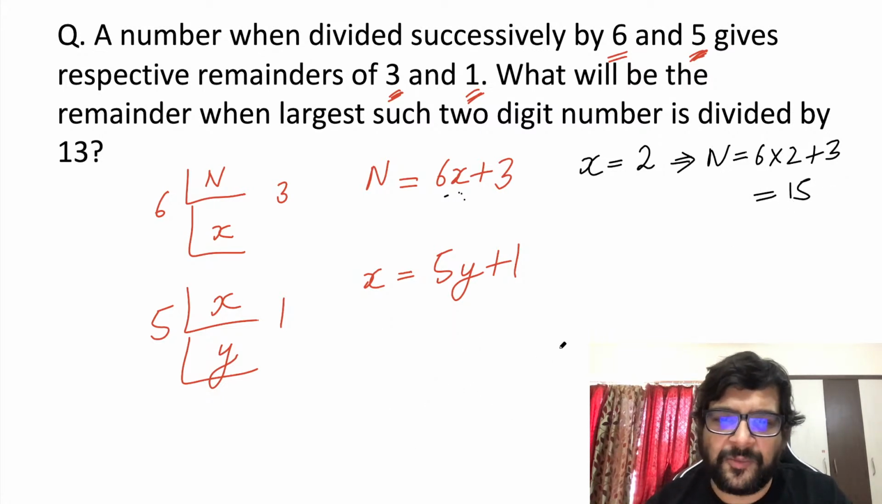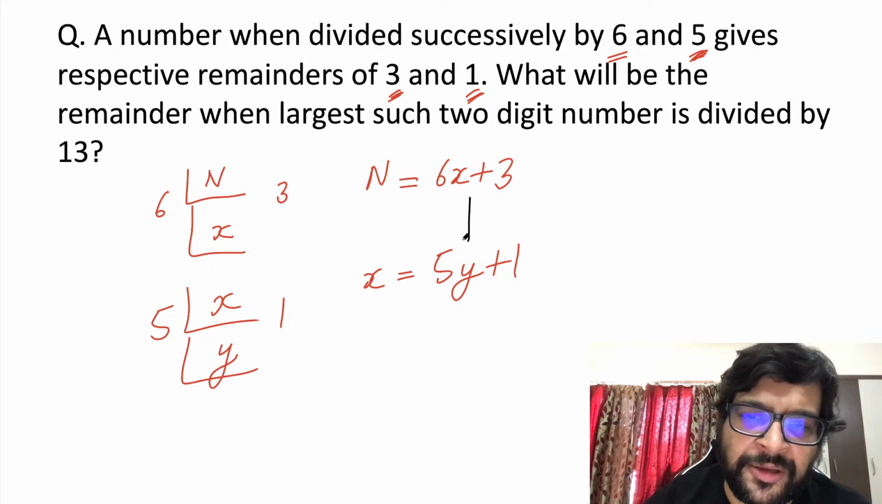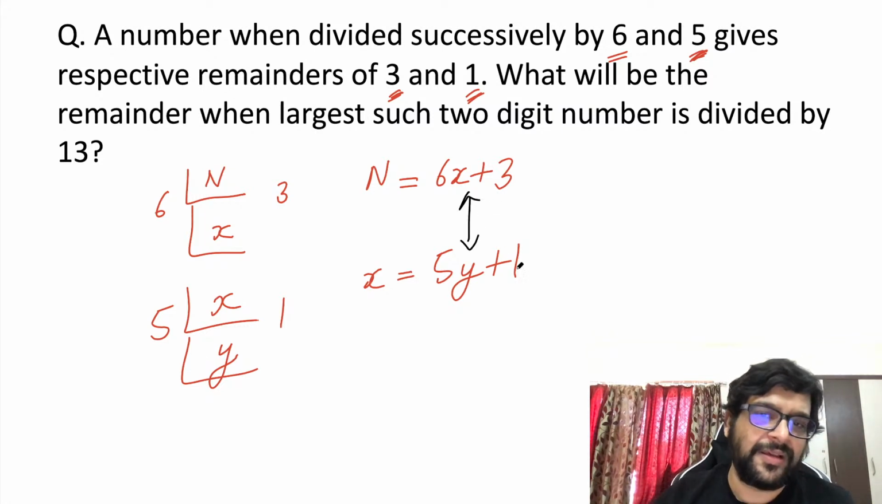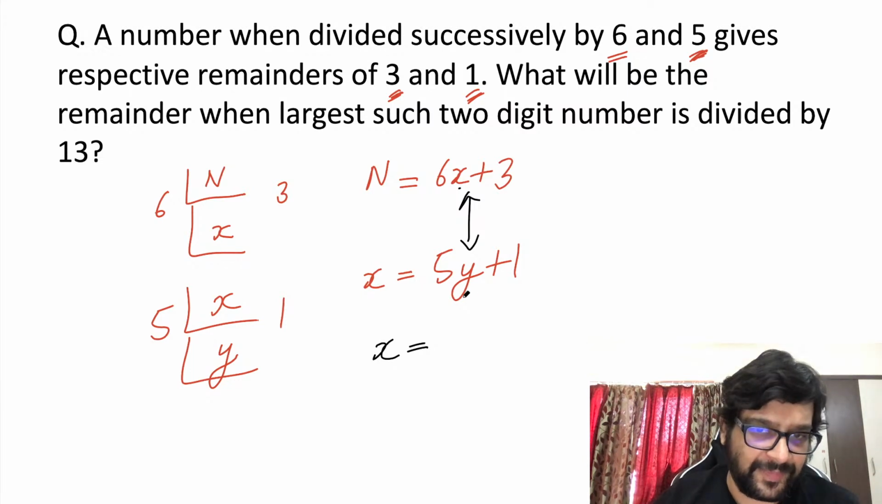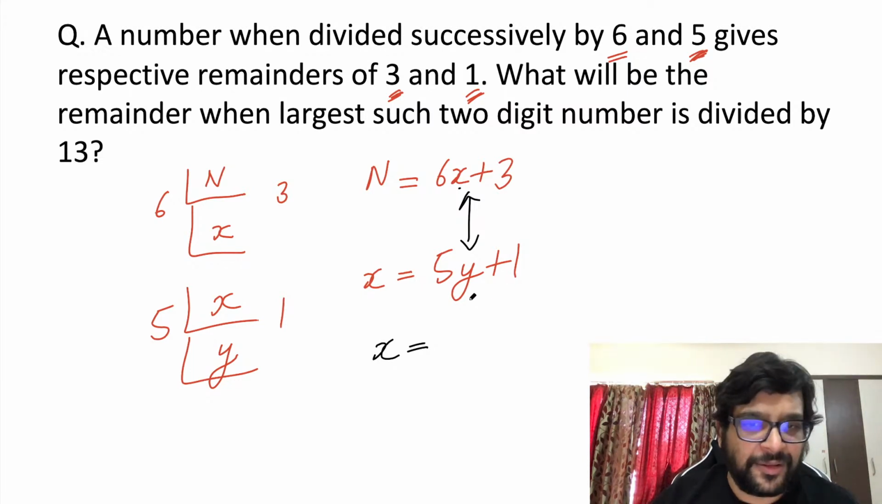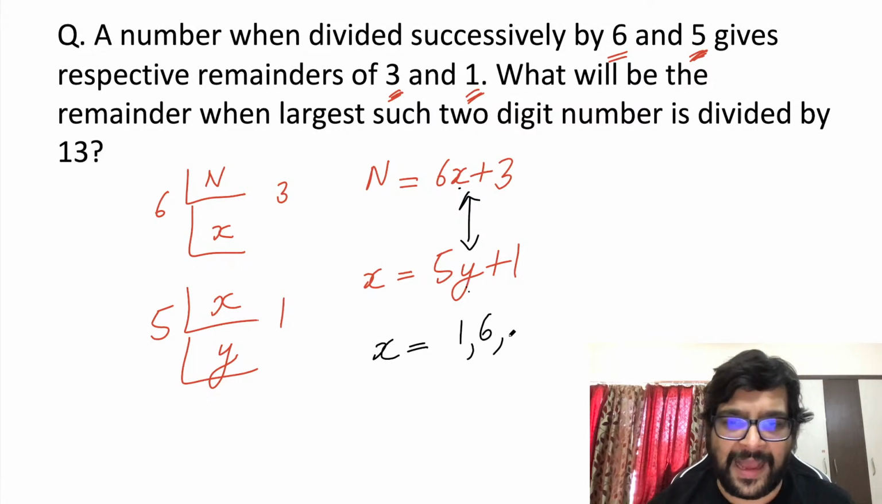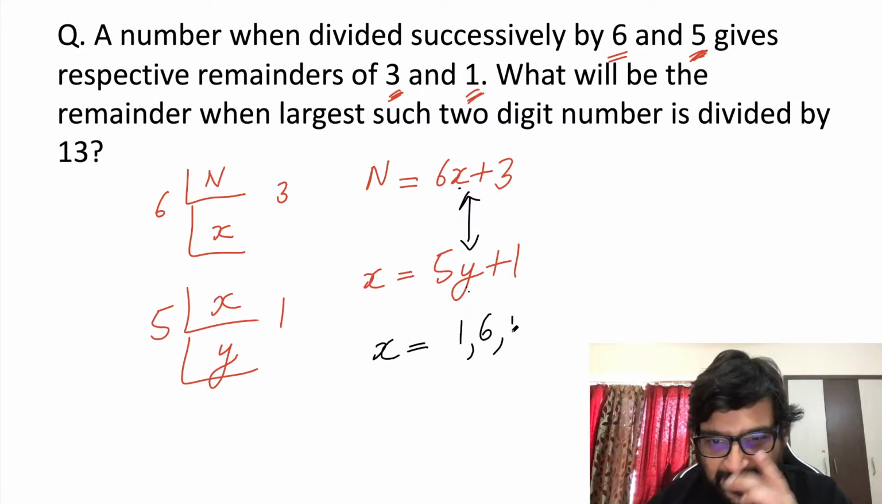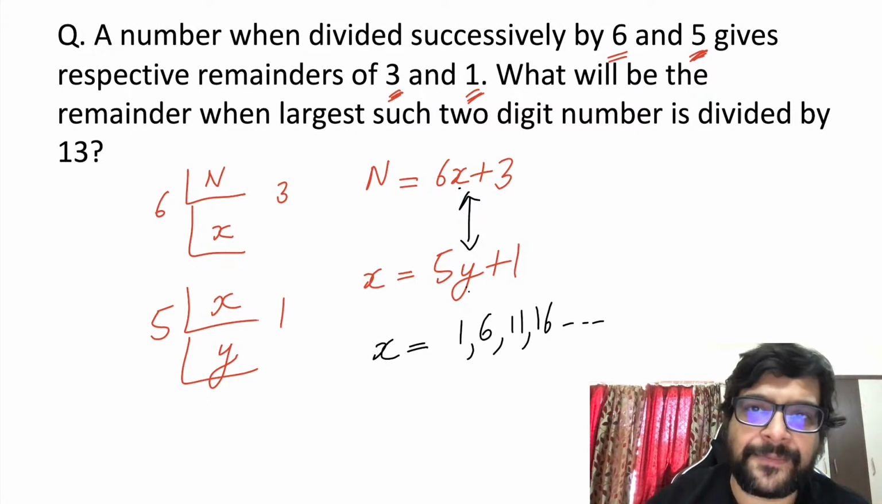So one trick which you should understand is that when you take assumptions, your assumptions should satisfy both of these equations. So you cannot randomly take x. You take a value of x which can satisfy this. So if you put y as 0, you get x as 1. If you put y as 1, you get x as 6. If you put y as 2, you get 11, 16. So these are possible values of x.